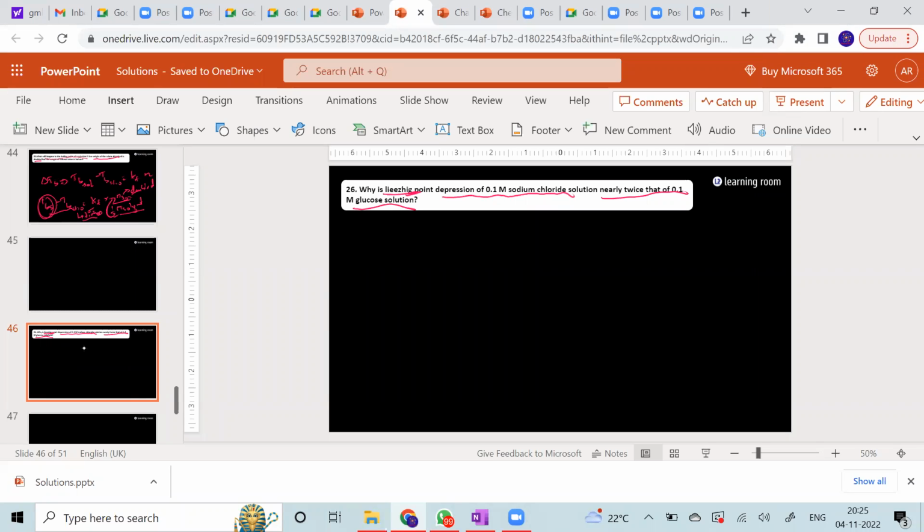Sodium chloride has a Van't Hoff factor, while glucose doesn't. But you should not just write the Van't Hoff factor. You should say that sodium chloride undergoes dissociation, so that makes the colligative property higher. And then you can write about the Van't Hoff factor. Obviously, you can also write in terms of formulas: pi is equal to i into C into R into T for sodium chloride, whereas pi is equal to C into R into T for glucose. That also you can write.